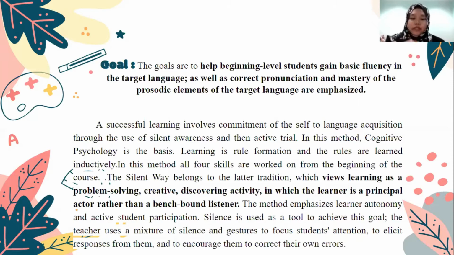Learning is rule formation and the rules are learned inductively. In this method, all four important skills are worked from the very beginning of the course, which are speaking, listening, writing, and reading. The Silent Way belongs to the latter tradition, which views learning as a creative, problem-solving, discovering activity in which the learner is a principal actor rather than a bench-bound listener. This method emphasizes learner autonomy and active student participation.